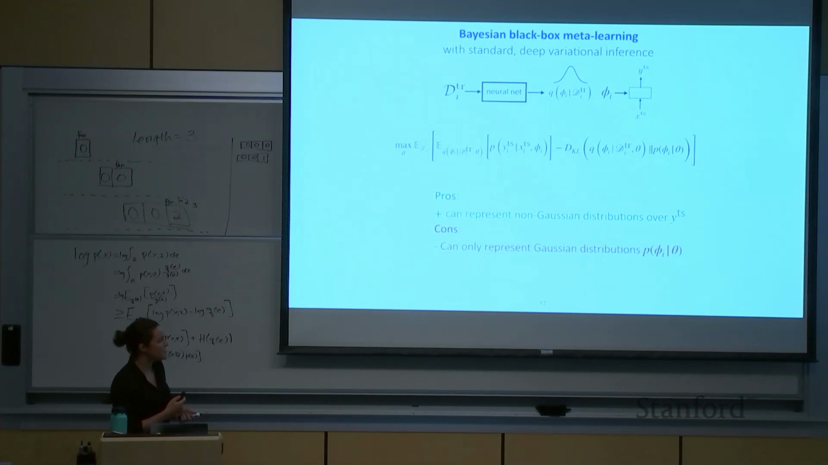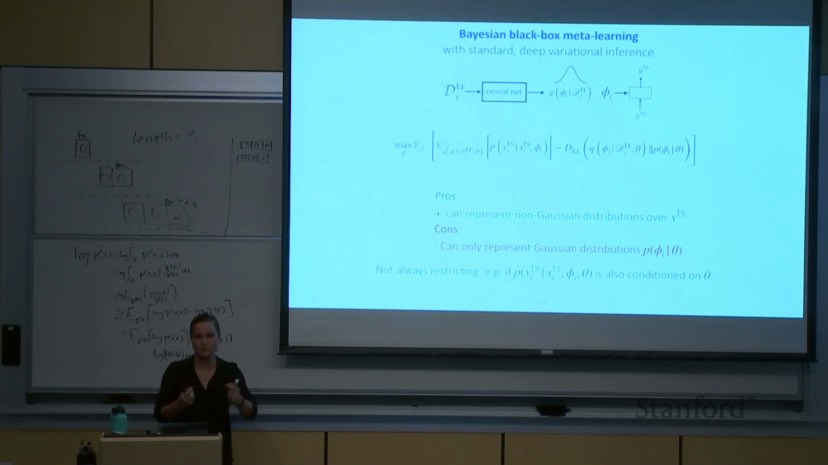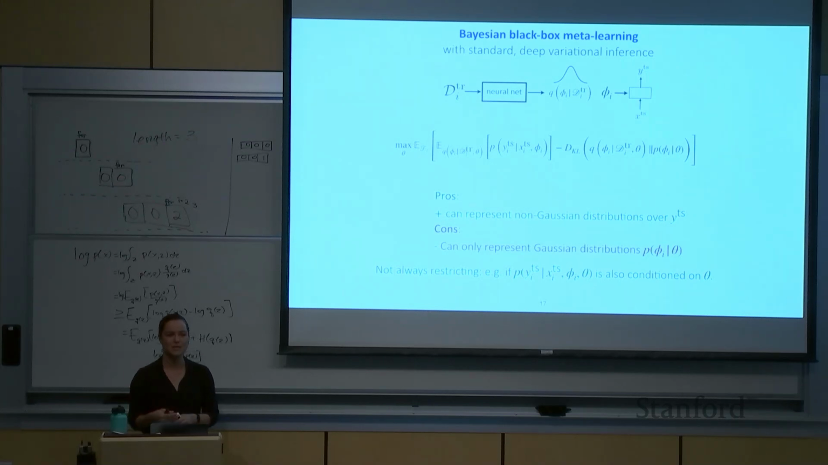Okay, and the second thing is a downside, particularly if phi is representing all of the parameters of a neural network. If this distribution is also conditioned on theta, and for example, you did something in your homework where phi is representing a small vector and theta is representing the majority of those neural network parameters, then in my mind, this is less of a restriction because basically it's okay for phi to be Gaussian because it can be transformed by the neural network into a more complicated distribution.